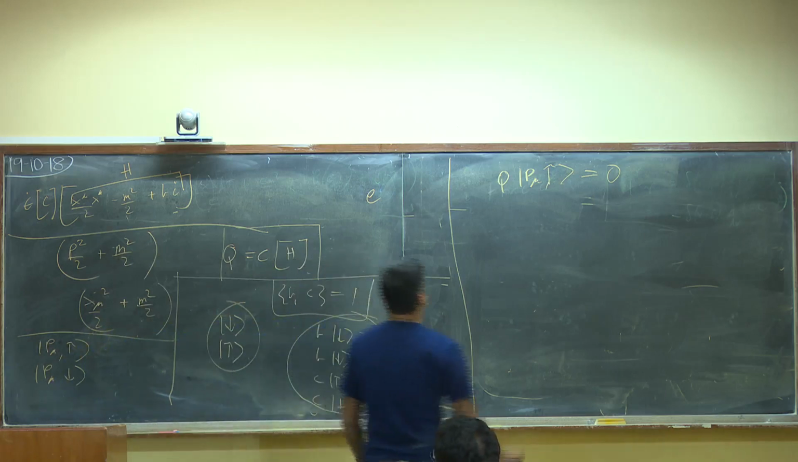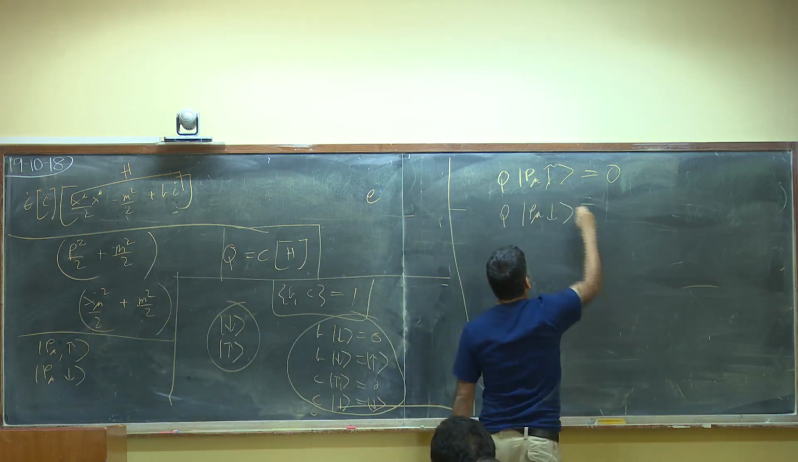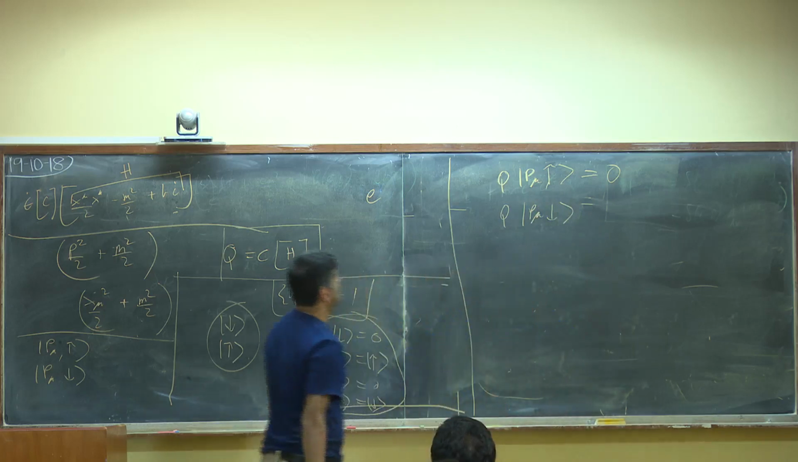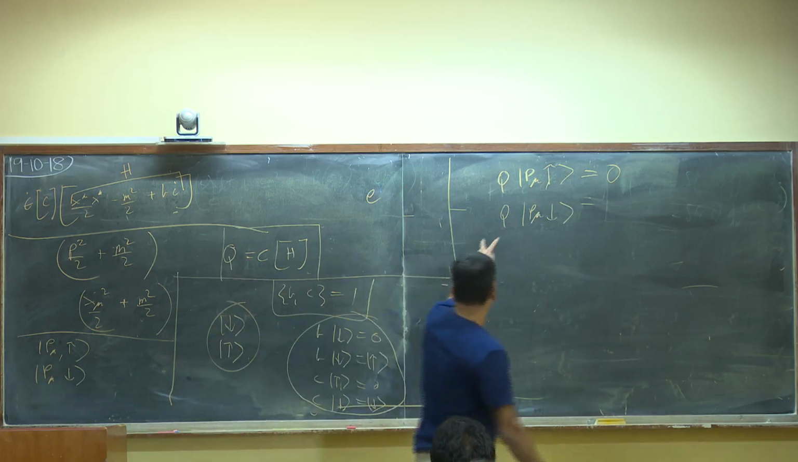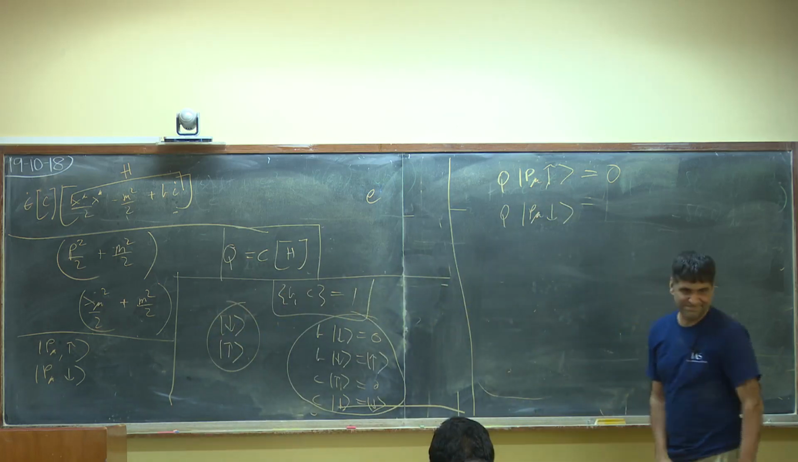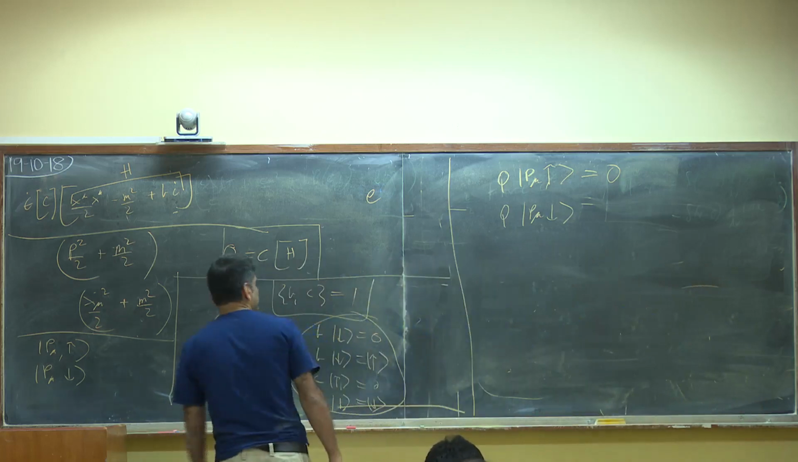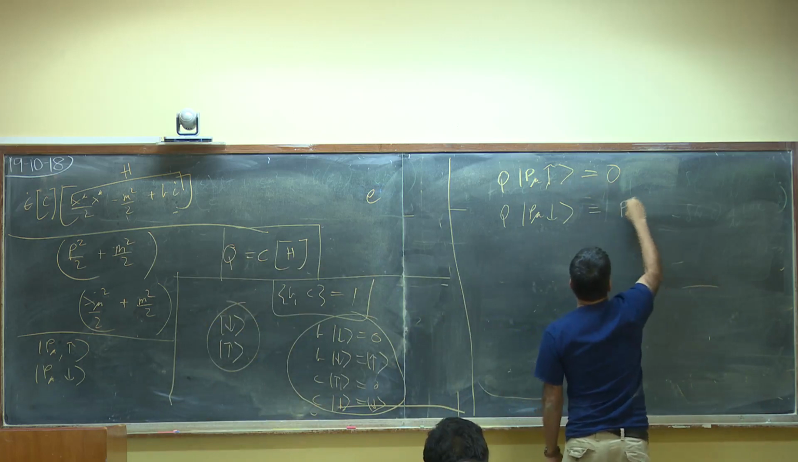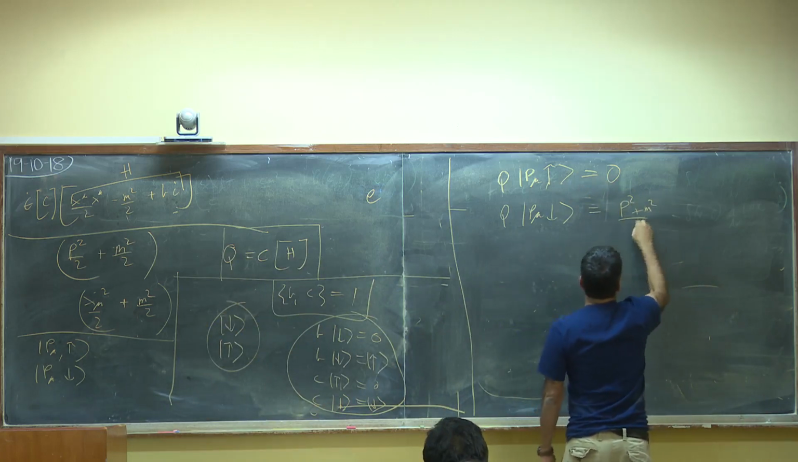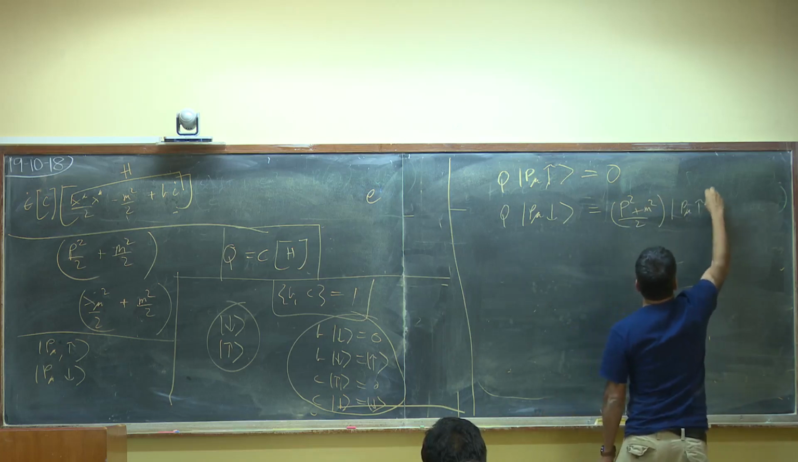Now let's look at Q acting on P mu down. Now the C part makes it P mu up, but there's also an H here, okay, which gives us P squared plus M squared by 2 on P mu up.